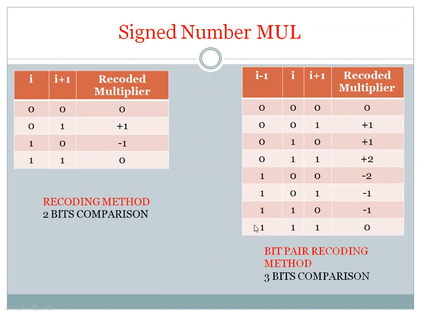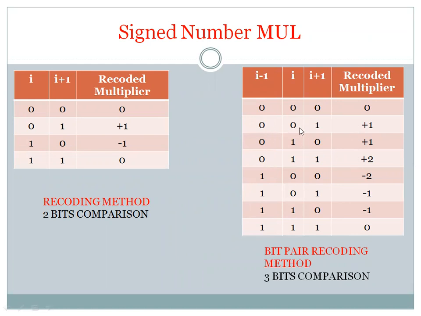Okay, take the last row. Here, all the bits are 1. What does it mean? All the bits are the same, so it will generate 0 in the recoded multiplier. So take the second, third and fourth rows. Here, what about the first bit? The first bit is 0, which means it is a positive number.